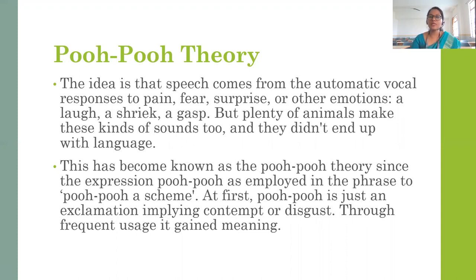So the idea behind the poo-poo theory is that when we are experiencing a sudden emotion, suddenly we are shocked, we will utter a cry, some sound will be produced from our mouth, right? So maybe that is the surprise element. Maybe sometimes we are afraid, suddenly we become shocked and surprised, and we just shriek, we just scream. So that automatic vocal response can be considered as the beginning of language. So that is one way in which we can say language originated. And this has become known as the poo-poo theory.